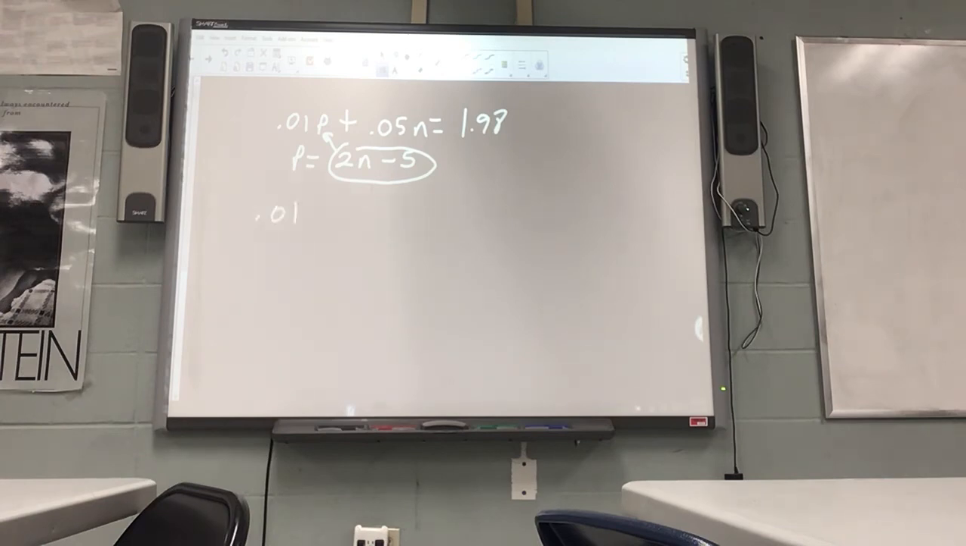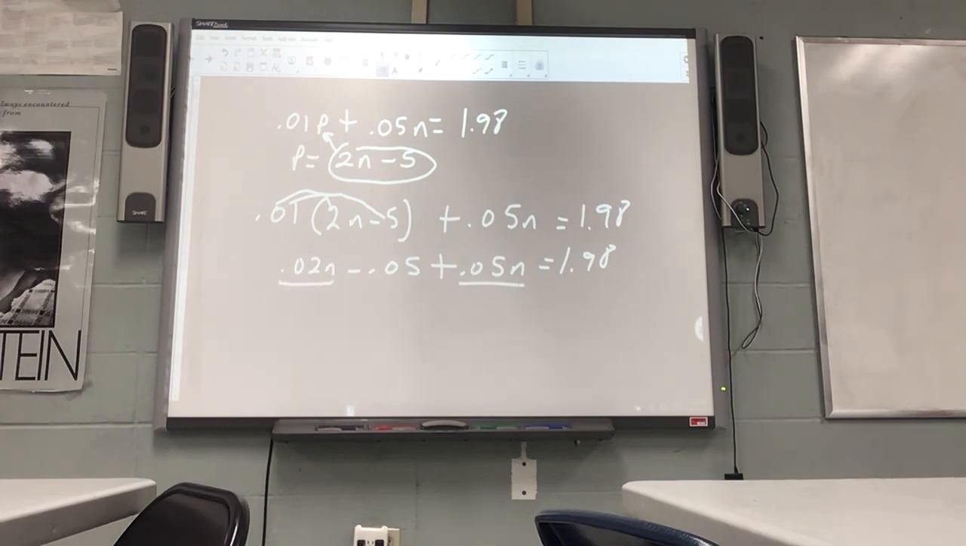So let's do 0.01 times P, but instead of P, put 2N minus 5, plus 0.05N is equal to $1.98. What are we trying to figure out? How many pennies and nickels he has. Let's distribute our 0.01. 0.01 times 2N gets us 0.02N. 0.01 times 5 gets us 0.05. Combining like terms, 0.02N and 0.05N gets us 0.07N.